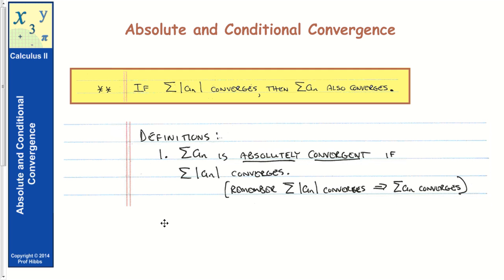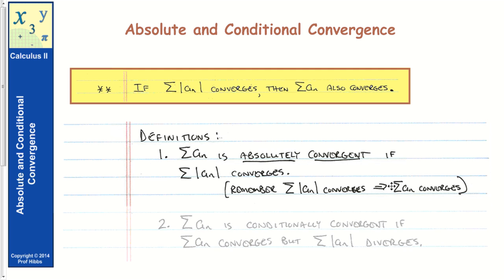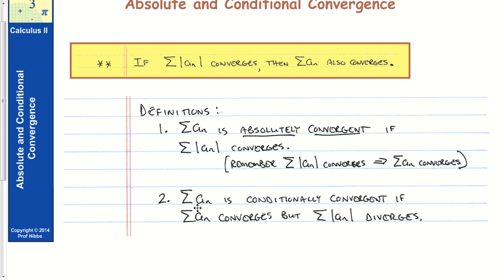Now, conditionally convergent: a series is conditionally convergent if the original series converges, but the sum of the absolute values does not converge, it diverges. So that's conditionally convergent. It's less strong, if you will.